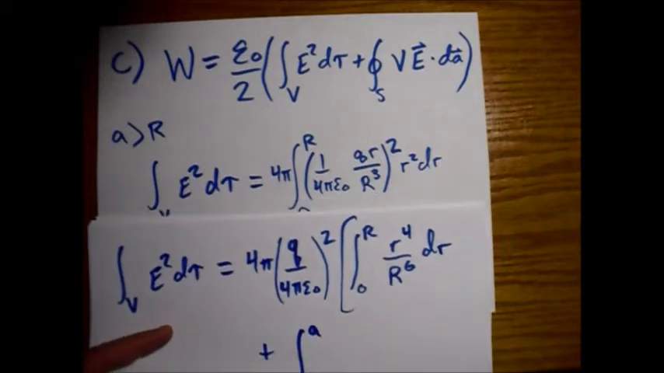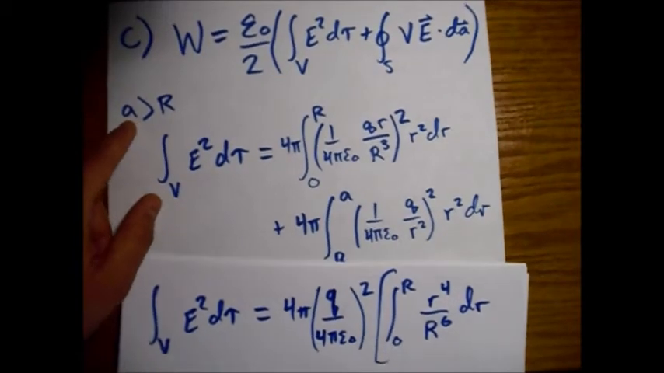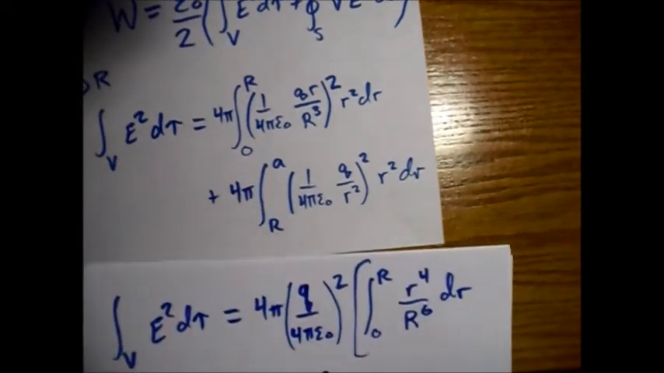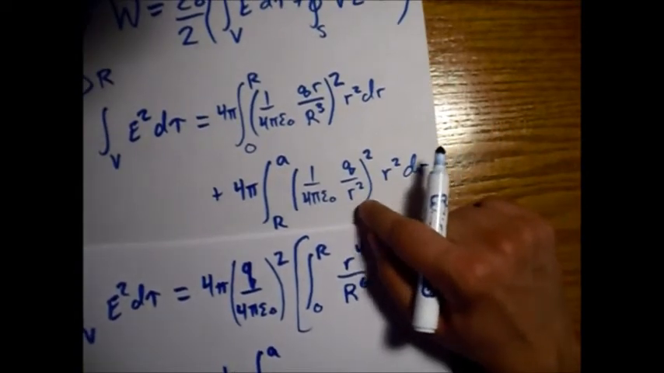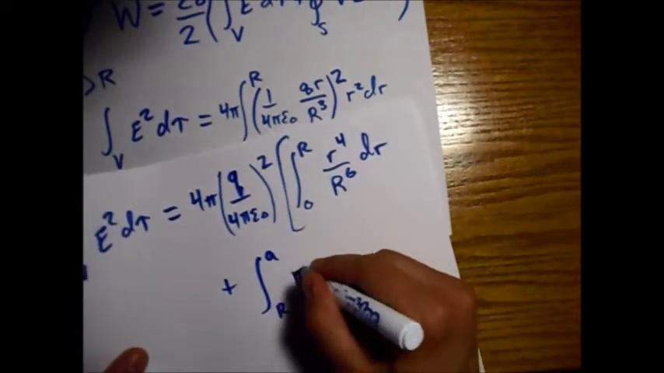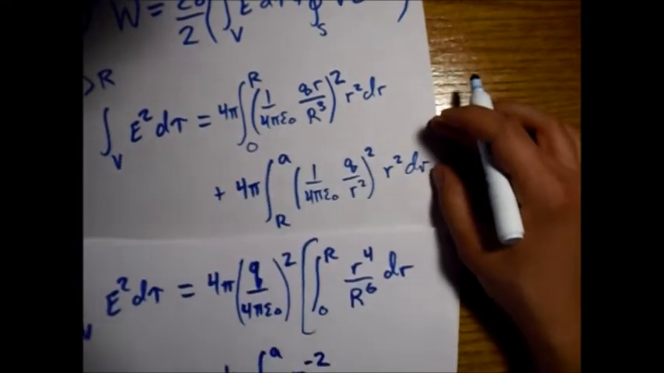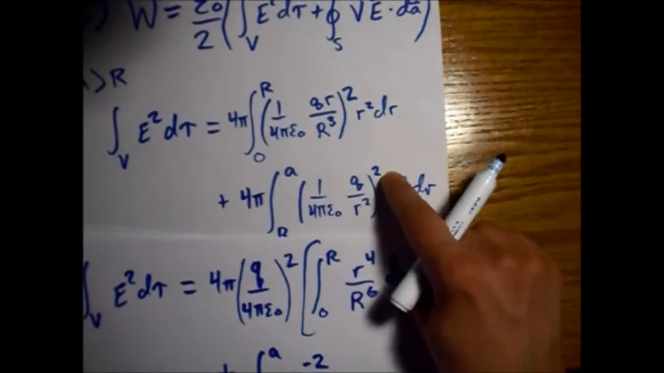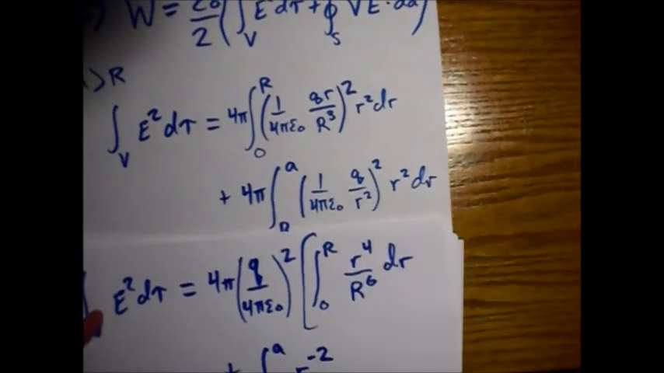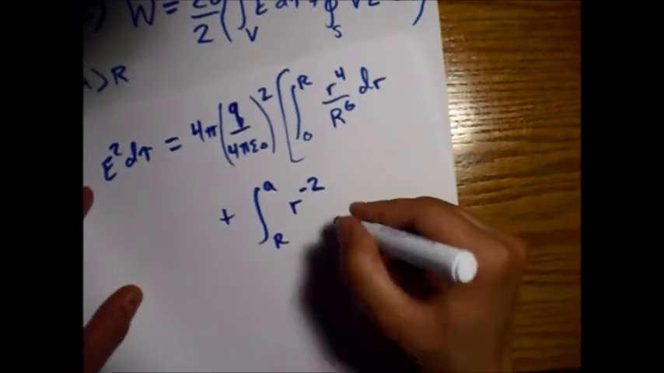Big R out to our radius A. And what have we here? We have the same thing we did before, which is an r to the minus 2. All right, so 2 powers on the bottom are squared, so that's 4 powers on the bottom and 2 powers on top.